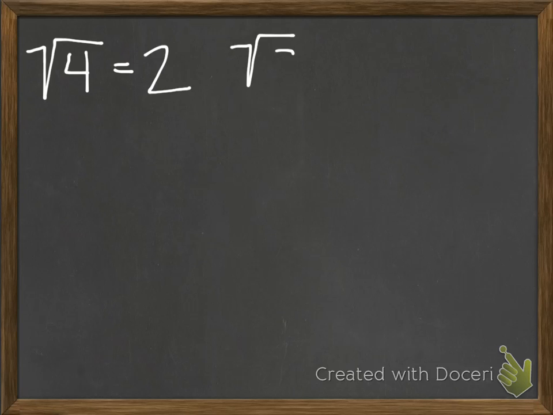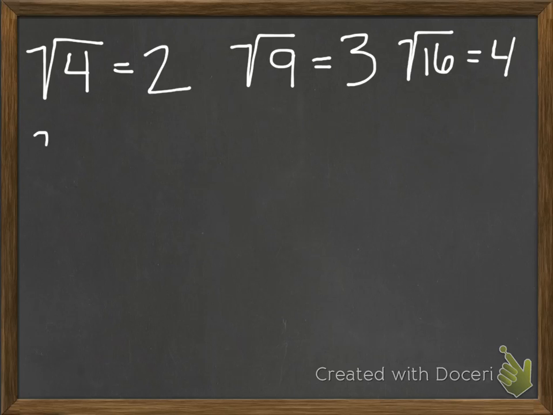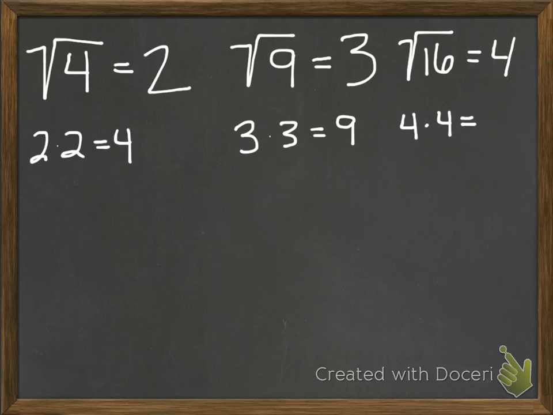We know that the square root of 4 is 2, the square root of 9 is equal to 3, and the square root of 16 is equal to 4. We know that's true because 2 times 2 equals 4, 3 times 3 equals 9, and 4 times 4 equals 16. That's just the basic premise of square roots, which I think you know.